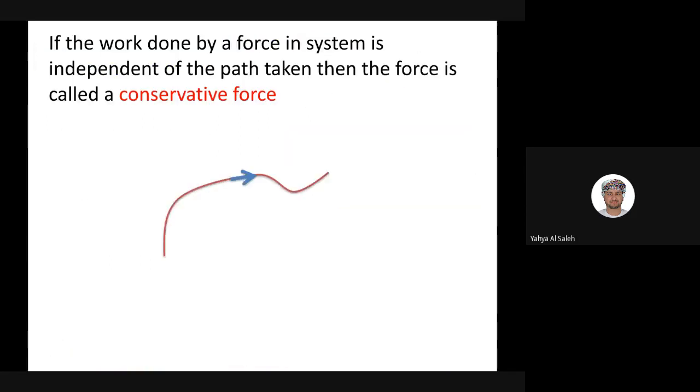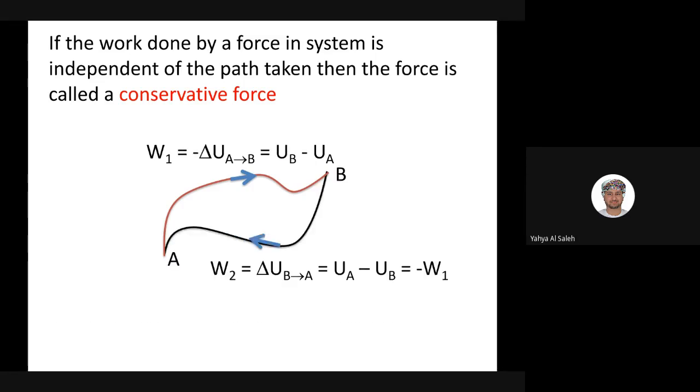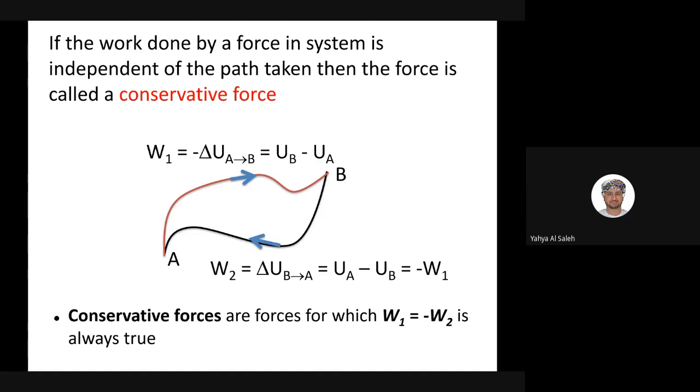Now, this is an example of what we call a conservative force. If the work done by a force in a system is independent of the path taken, so it does not matter, then we call it a conservative force. And in a conservative force, if you start at one point, go all around Earth and come back at the same point, the net work done would be zero.